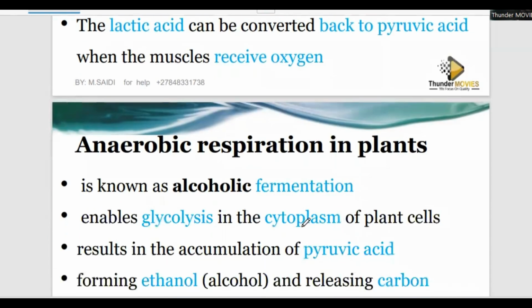What about anaerobic respiration in plants? This is called alcoholic fermentation. People who are making, you know how you call it, ne?